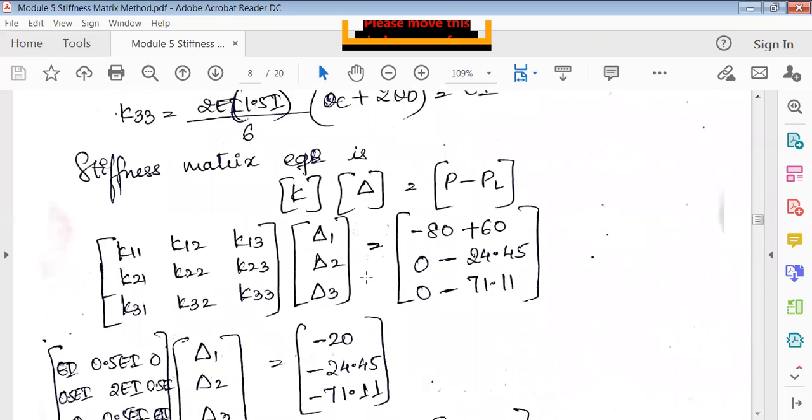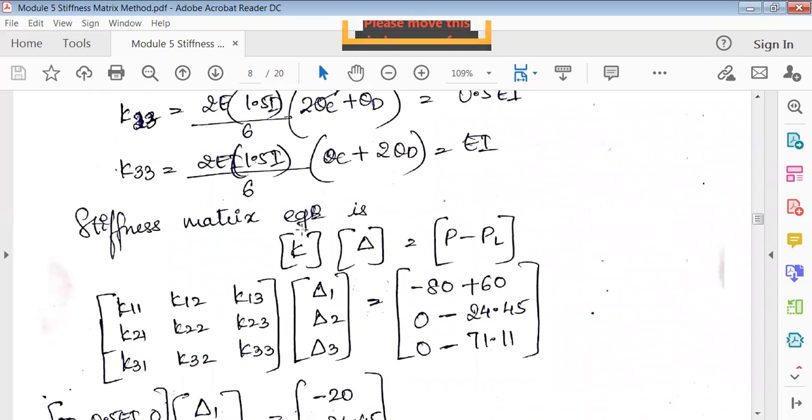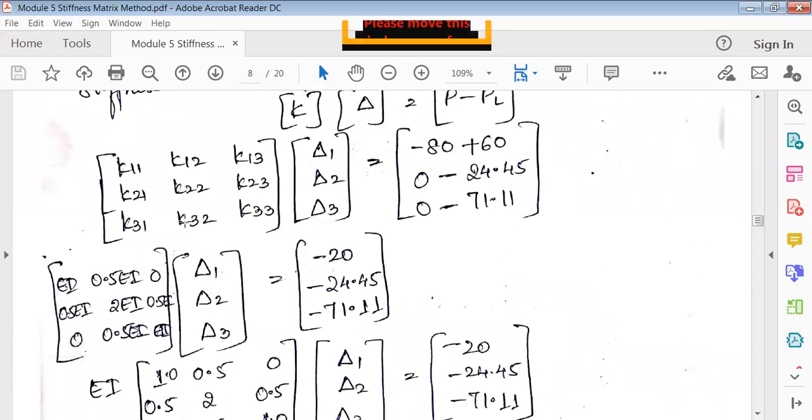Okay. So next step is find out, write down the stiffness matrix equation. So the stiffness matrix equation is given by K into delta is equal to P minus PL. K into delta is equal to P minus PL. So K is nothing but, again, write this formula thoroughly. So K is K11, K21, K31. So first you have to write the rows. This first number indicates row, second number column. So K11, K21, second row, first column, third row, first column.